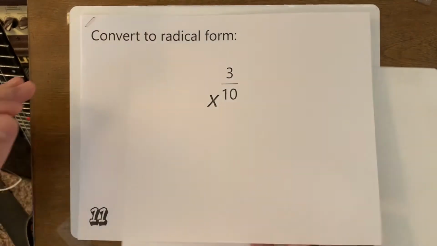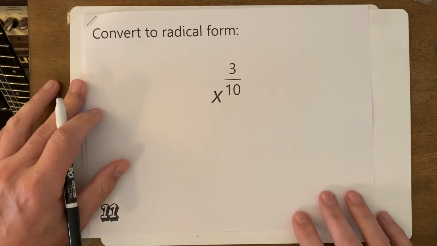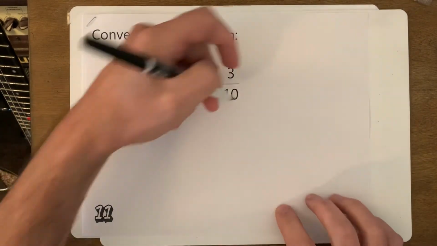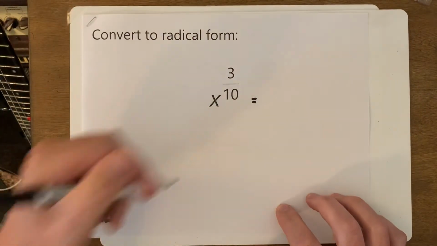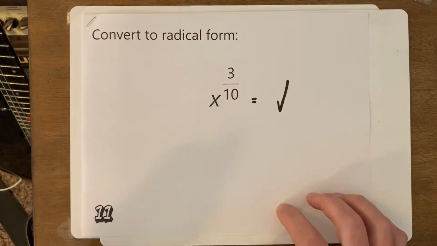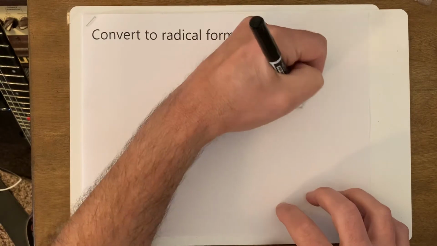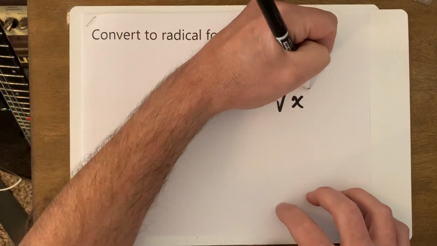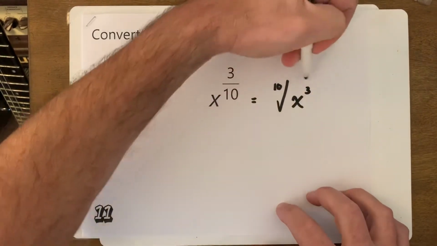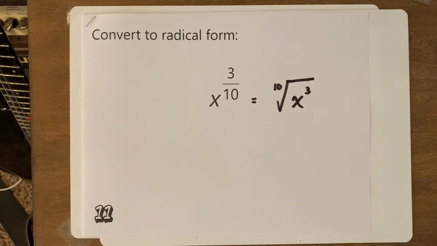All right, now we're going to start going backwards. We're going to convert these expressions into radical form. And so we're going to have a radical. This denominator is our index. And the 3 is going to be our exponent on whatever our base is. And that's it. That's all you have to do.